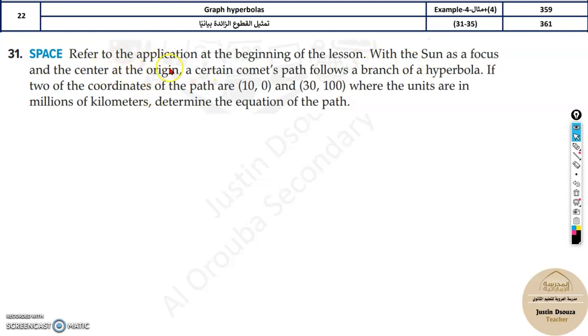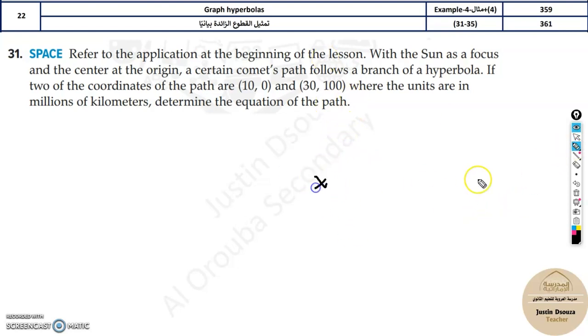Now here they have told the center is origin. A certain comet's path follows a branch of a hyperbola. If two coordinates of the path are given here, with units in millions, determine the equation of the path. So now we need to write the equation itself, but there is one thing.